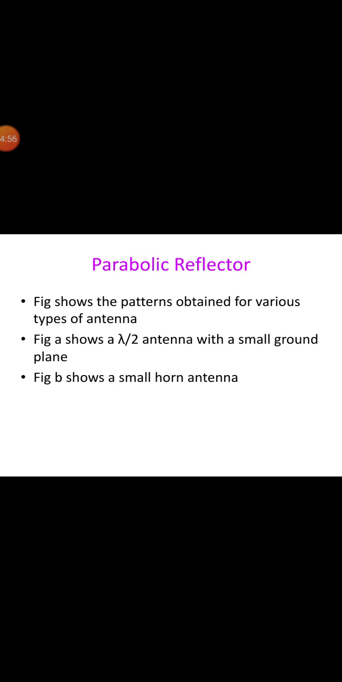Okay, the figure here shows the patterns obtained for various types of antenna. The first figure shows the lambda by 2 antenna with the small ground wave plane. And the second one is the small horn antenna.